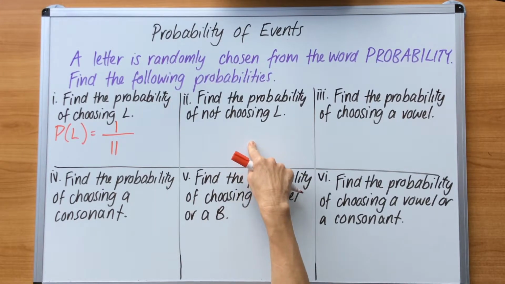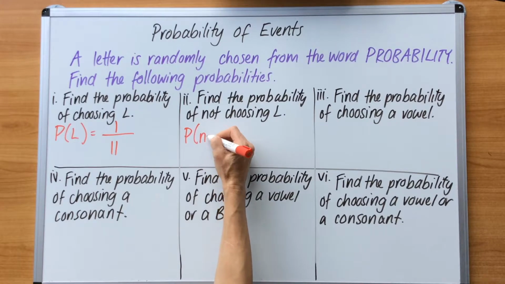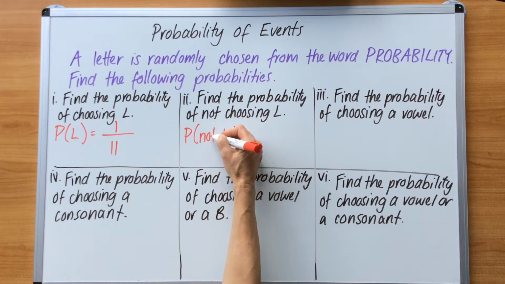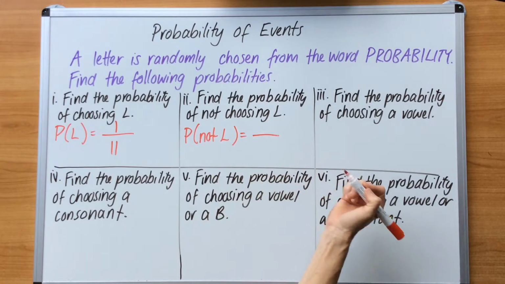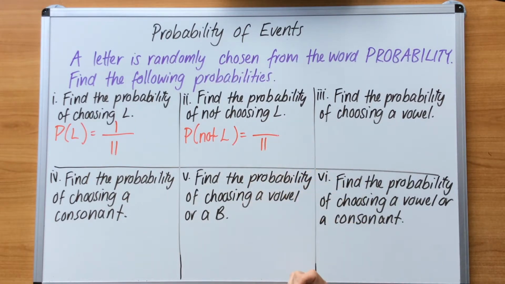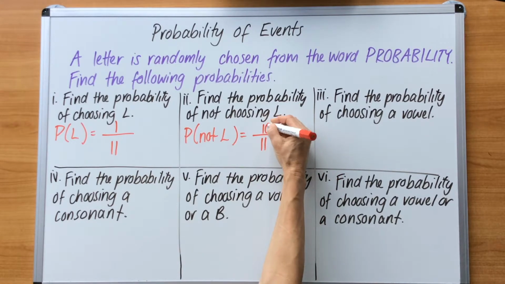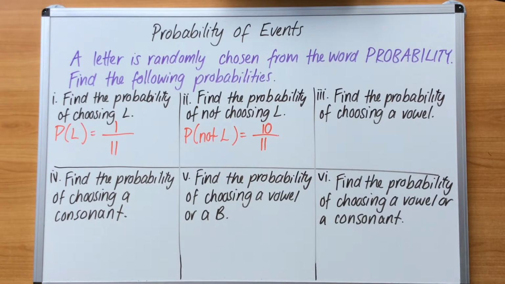Question 2 says find the probability of not choosing L. P bracket not L bracket equals fraction line. And we know there's 11 outcomes. So 11 goes on the bottom because there's 11 letters in the word probability. And not getting an L, well, because we know there's one L, it means that there's going to be a 10 over 11 chance of not getting an L.